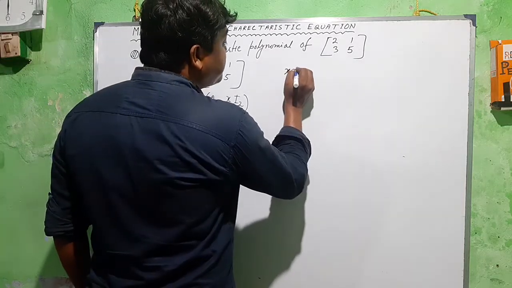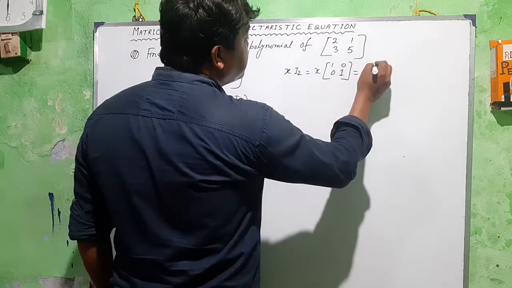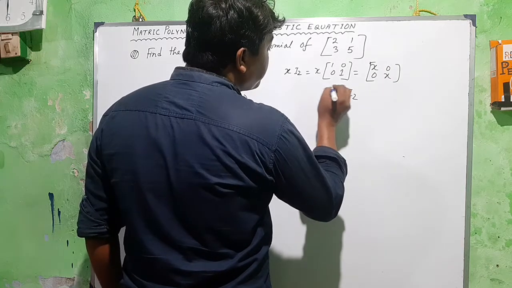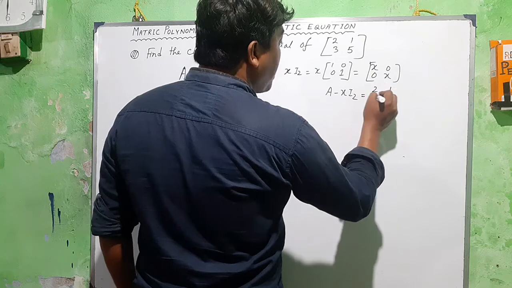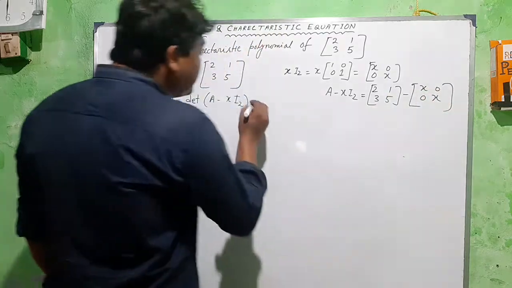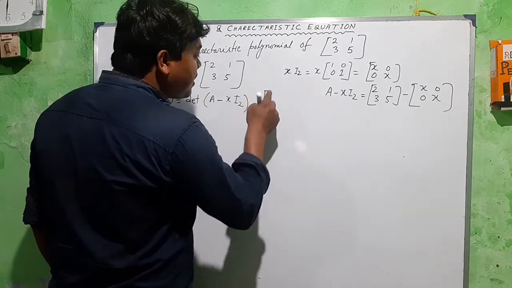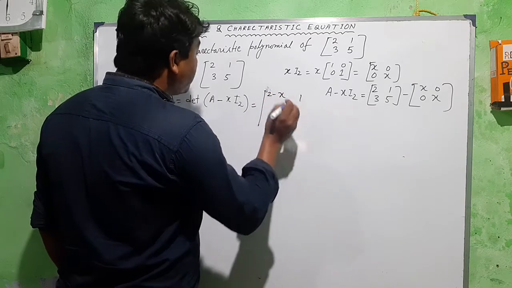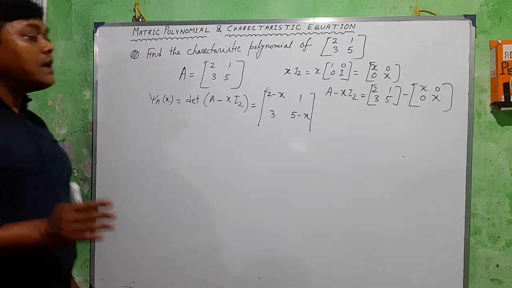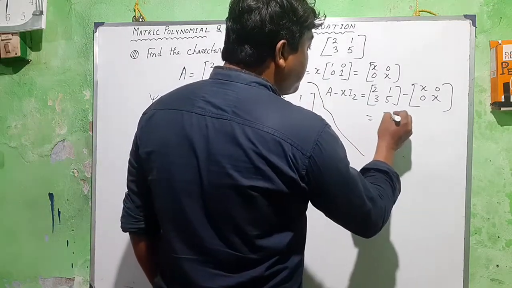So x into I2, that means x into 1 0 0 1, the 2 cross 2 identity matrix, that is x 0 0 x. And now A minus x I2 gives 2 1 3 5 minus x 0 0 x, and clearly you can write the determinant of A minus x I2 as 2 minus x, 1, 3, 5 minus x. That is, from the diagonal elements you just subtract x and write it as a determinant, not a matrix. Everyone makes this mistake in the exam.